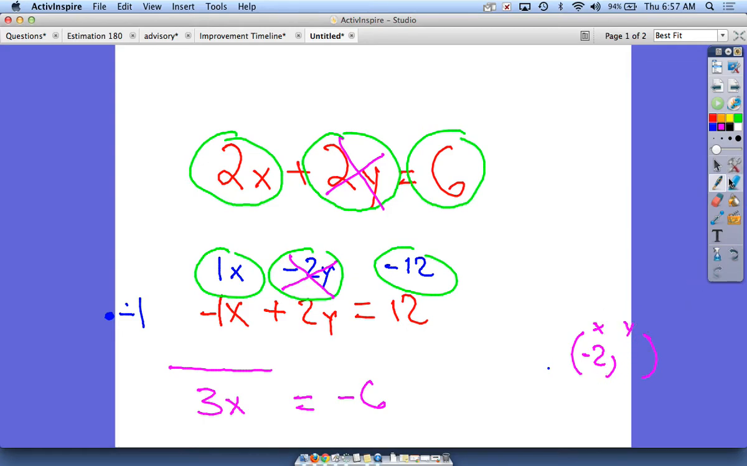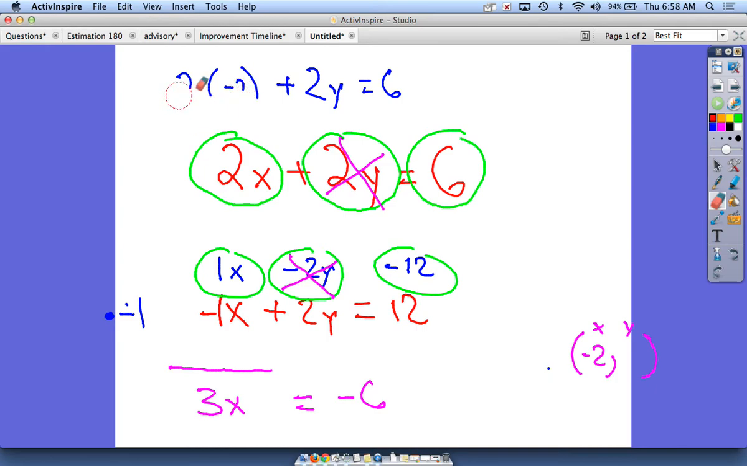Alright, now all I have to do is pick one of my equations, and it doesn't matter which one it is, put negative 2 in for x, and solve for y. So I guess I'll just go back up to my original one here. So I'll rewrite it with negative 2 in for x. So it's going to be 2 times negative 2, because that's what x is, plus 2y equals 6.